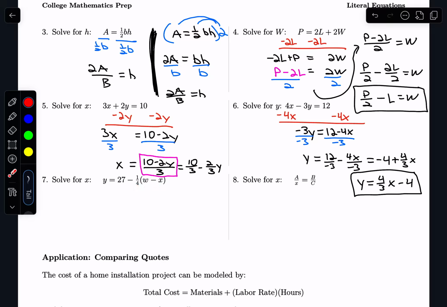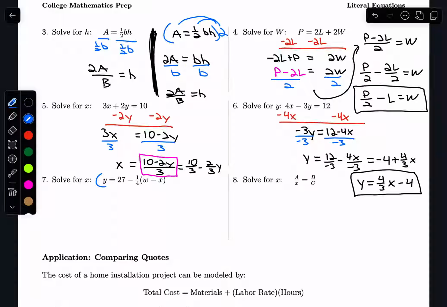Or we learned how to clear fractions. If you recall in number 3, I cleared the fraction of 1/2. And that will make it so we don't have to deal with these fractions anymore. So in my opinion, that's going to be the better method here. I want to get rid of that 1/4 so I don't have to deal with any fractions.